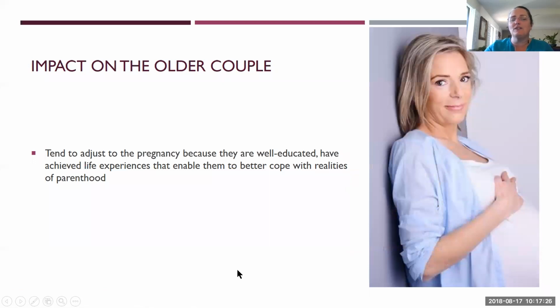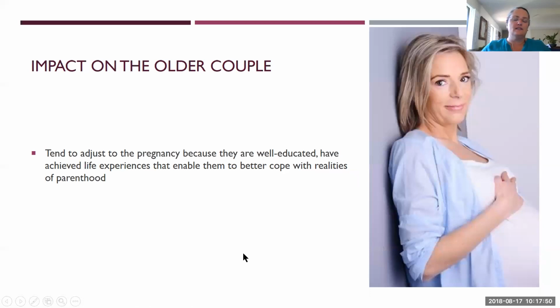And then the impact on the older couple. We actually see this more often now than we do teen pregnancies, is women are delaying their fertility, and they may wait until their 30s, 40s, or 50s to deliver babies. Yes, 50s. I've had several 51-year-olds in the past couple of years. Typically don't use their own eggs, but will carry donor eggs to delivery.